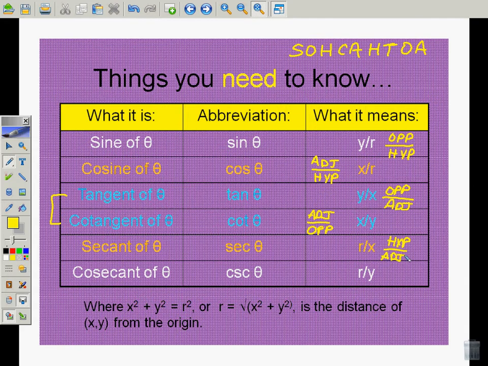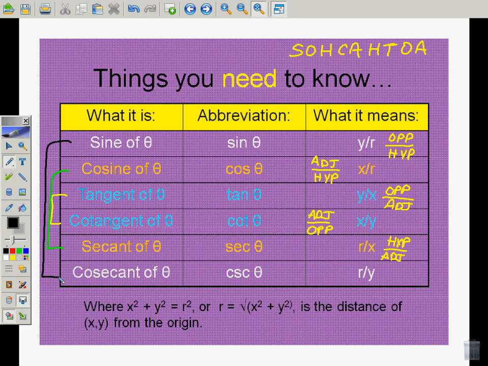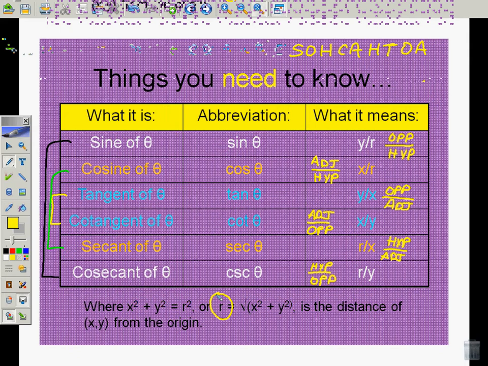And so cosecant, which goes with sine, as you'll notice here, we've got these two go together and the outside ones go together. Okay, so we're grouping them like this. So cosecant is going to be hypotenuse over opposite. And of course, remembering that r is our hypotenuse. Okay? Make sure you have this chart down.